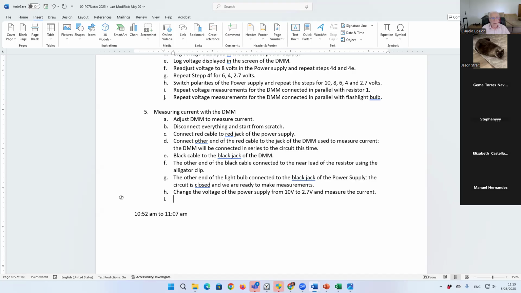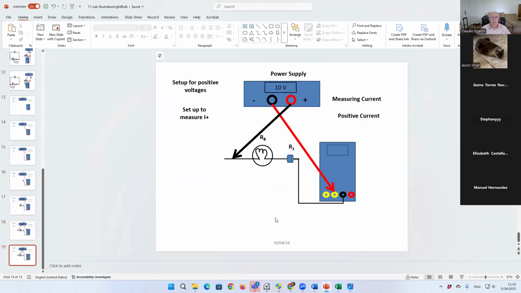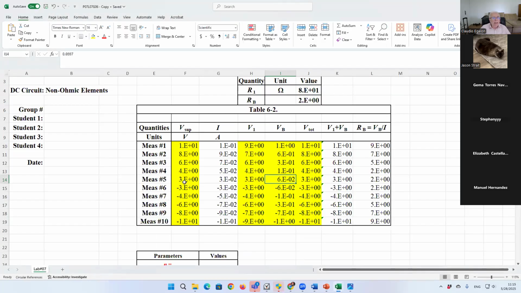Okay. Invert the polarity of the cables going to the power supply, and repeat the current measurement. Okay. And here we go, invert, right? And then we are done collecting the data, and now we collected all. And when you do that, you're going to see that when you invert the polarity, the measurement of the multimeter is going to be negative.